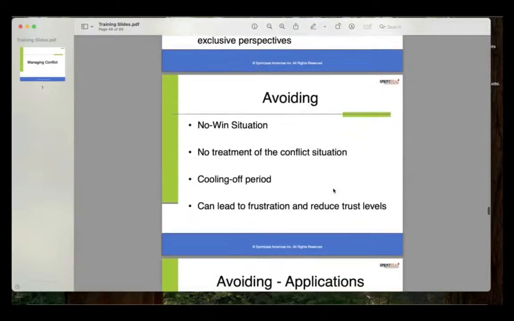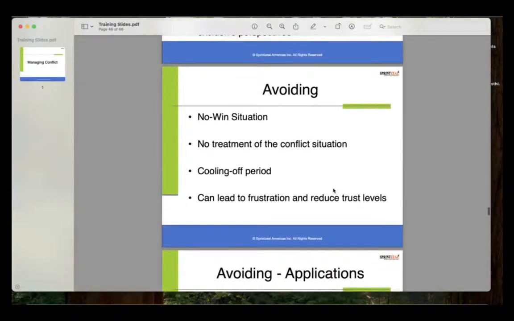Then comes the avoiding style. As the name suggests, it is about avoiding the situation. It is a no-win situation: not a win-win, not a win-lose, not a lose-lose. It is a no-win situation, with no treatment of the conflict. There's a cooling off period, or it can lead to frustration and reduce trust levels also.